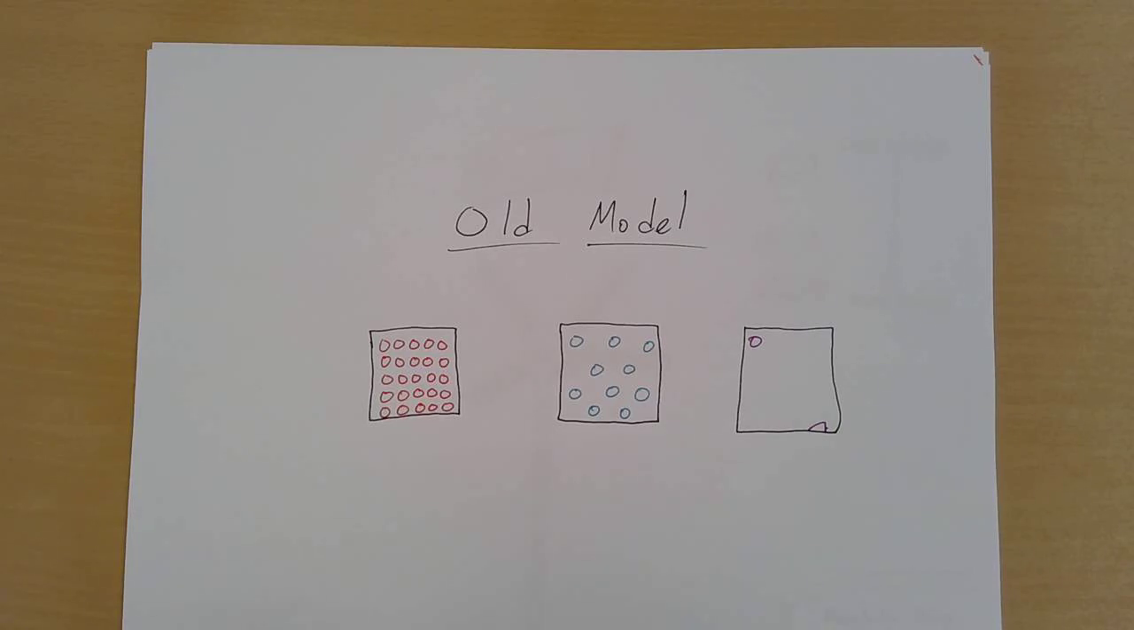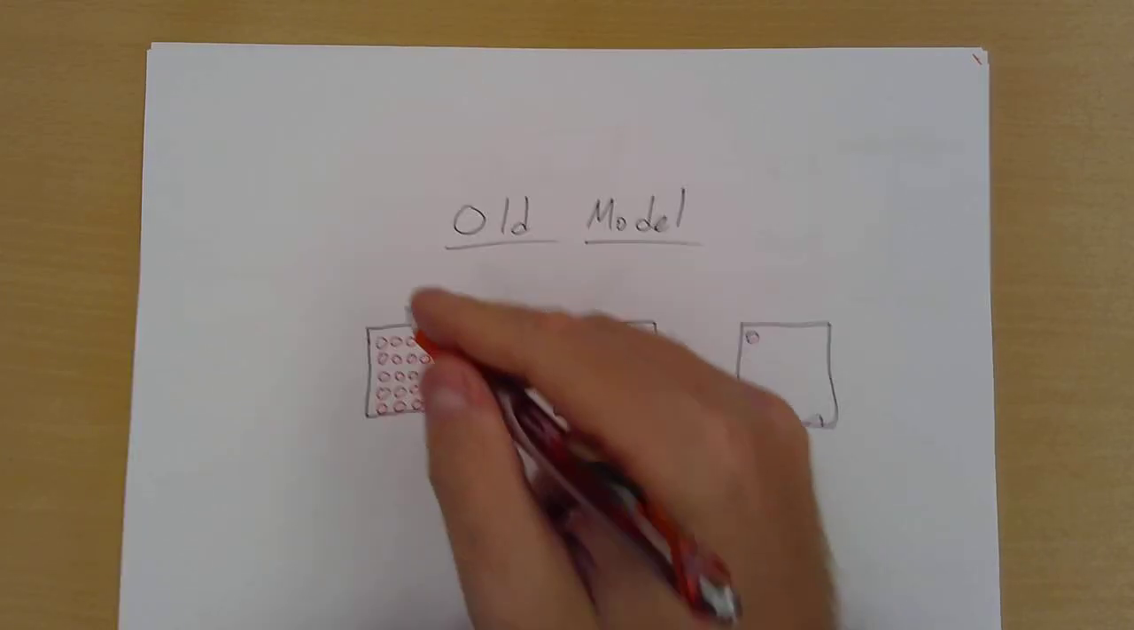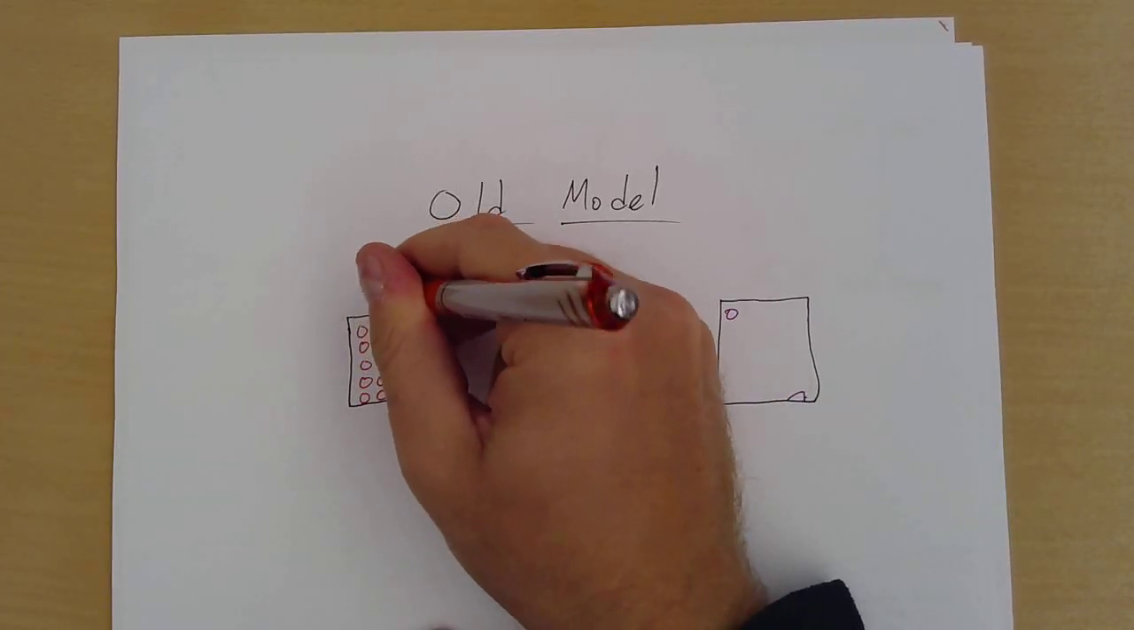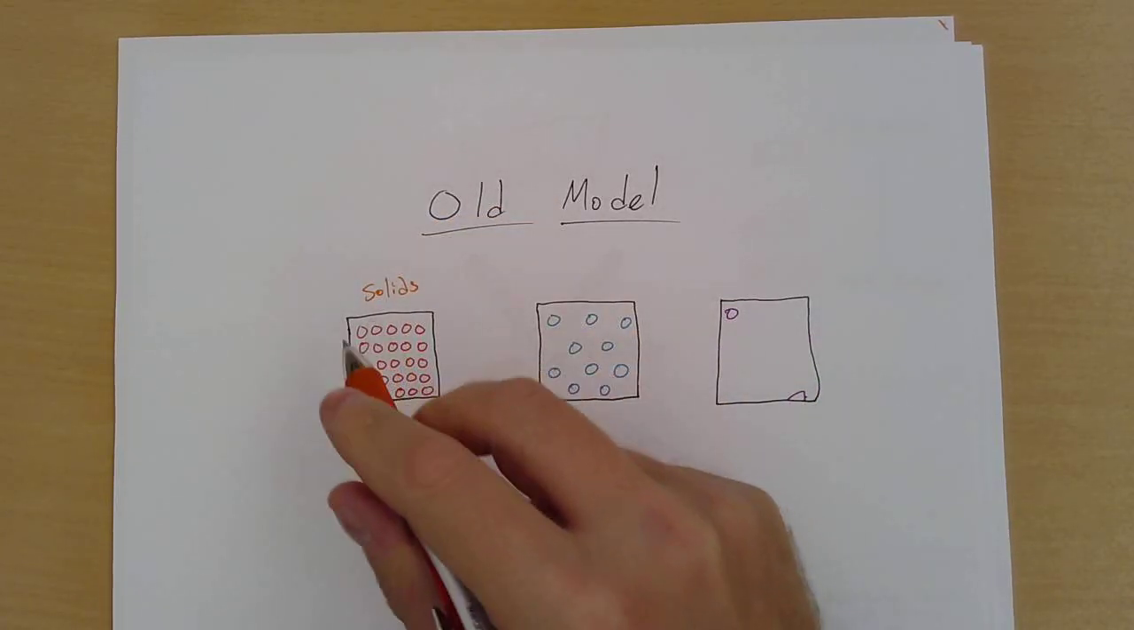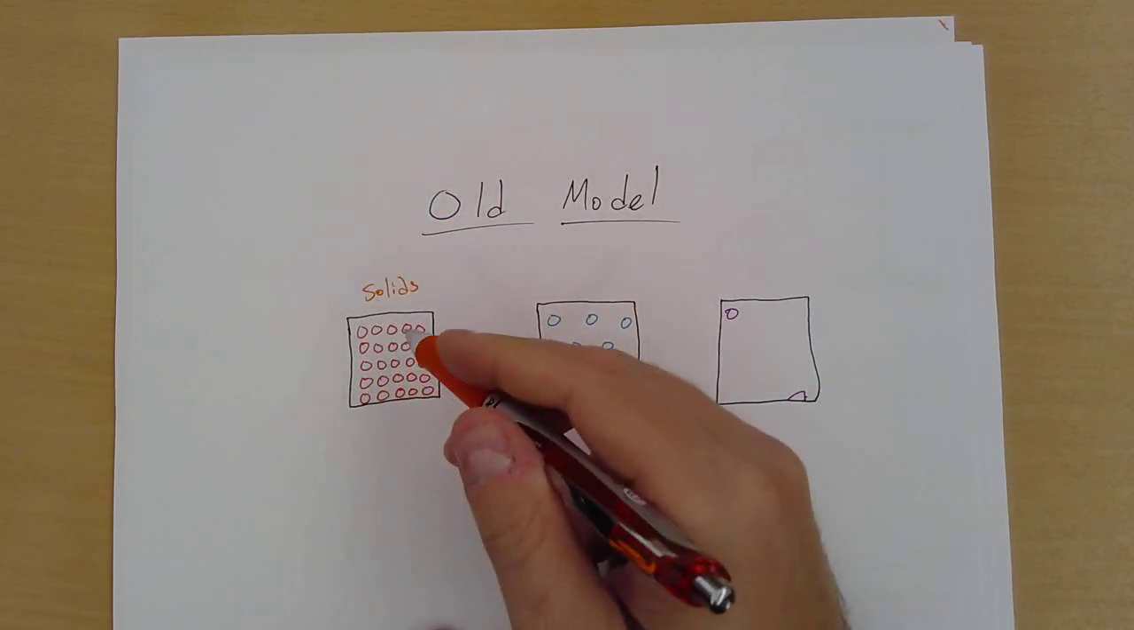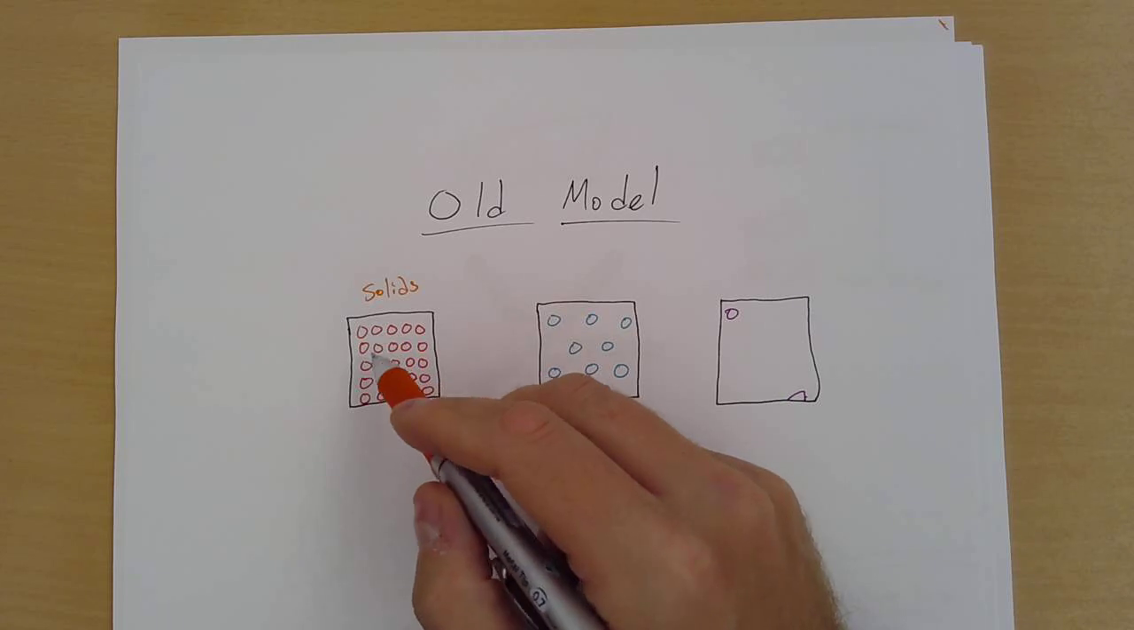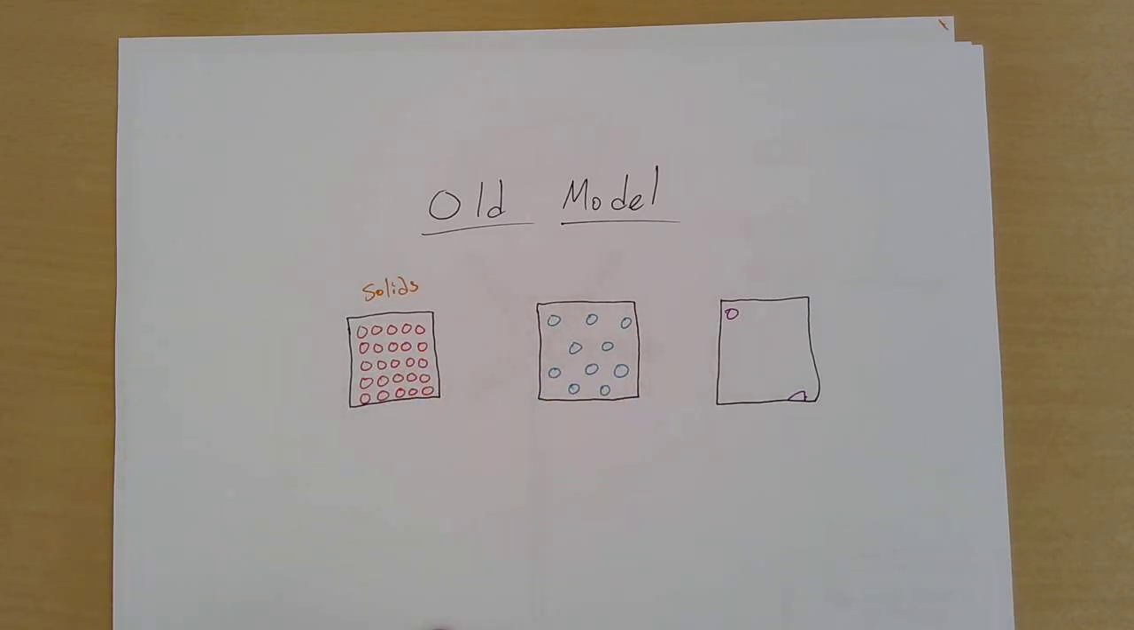Finished up density, this was our model. We had solids, right? They were tightly compact together. They were kind of forming, not necessarily to the container. They weren't touching, but pretty close.